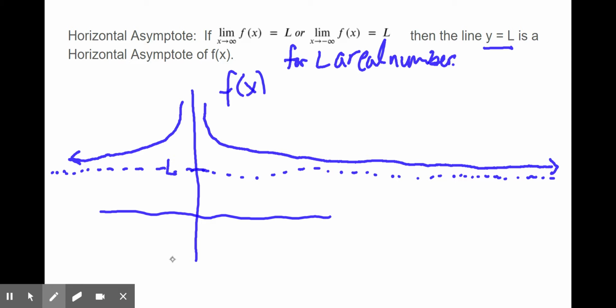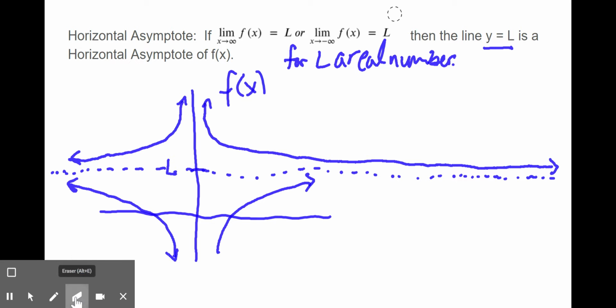Now, it could also approach from underneath, this way as well. What I've drawn here is no longer a function, since it doesn't pass the vertical line test, but just so you understand, it could also approach from underneath or on top. It doesn't make a difference. As long as it approaches that y value L, there's a horizontal asymptote there. So that is the actual definition of a horizontal asymptote.